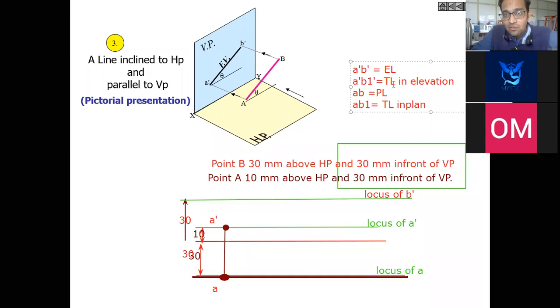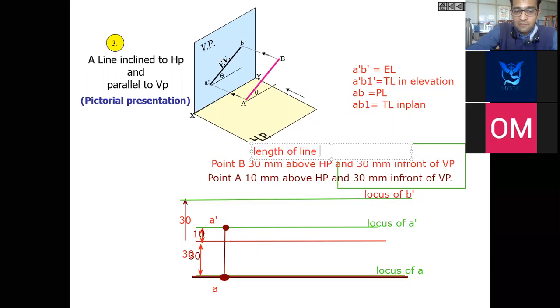But if true length is not available, then how are we going to plot that line? Due to that, there will be another data available in this problem, that is the length of line AB is equal to something. I can say it is 80 mm. तो 80 mm का लेंथ है उसका.